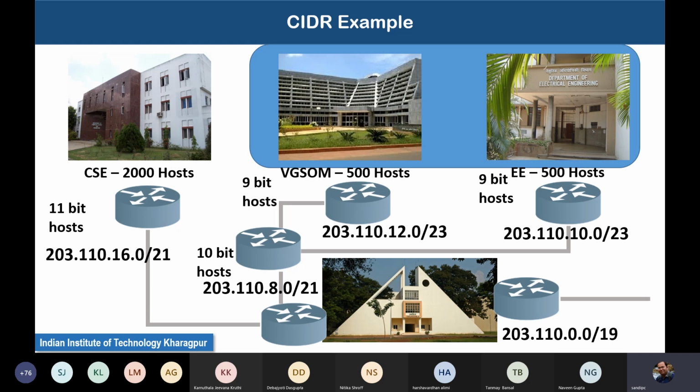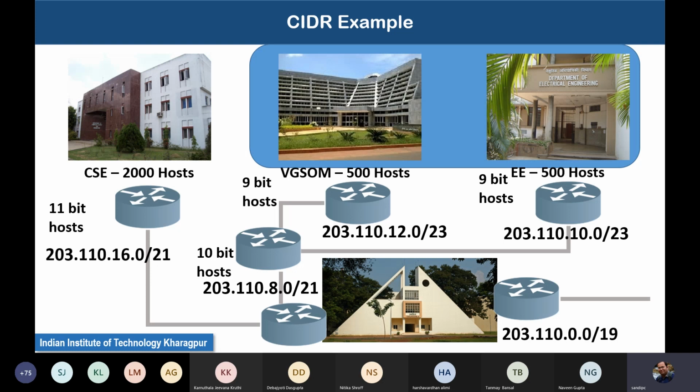And from that information, we are finally going to construct the routing table. I think in a couple of slides from now, I am going to show you how we construct the routing table. So there is some confusion with the interconnection part, like how do we interconnect VGSOM with EE? We interconnect VGSOM with EE via this router, for example, via this router which has the IP address 203.110.8.0.